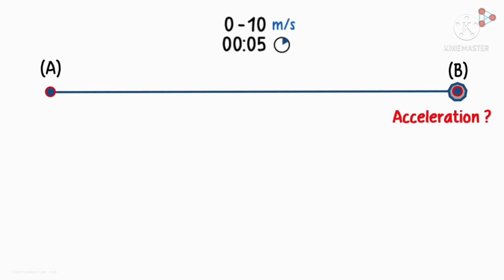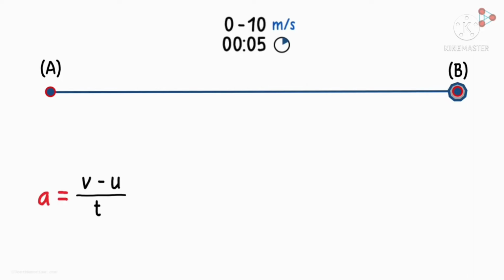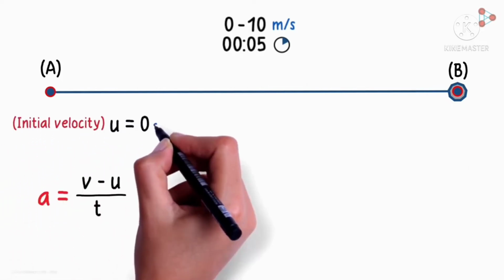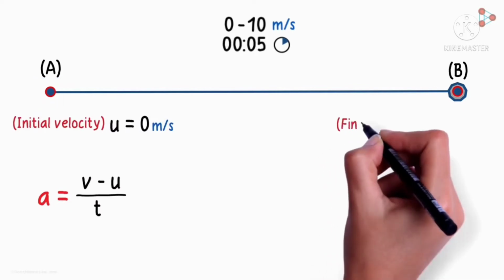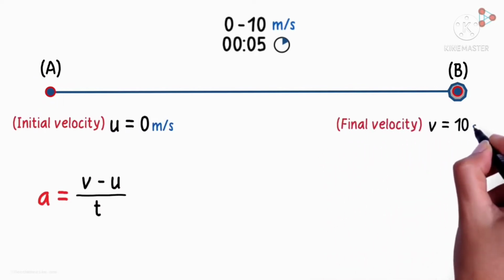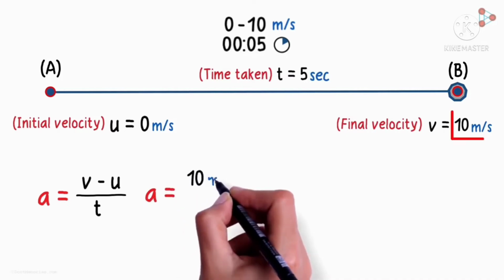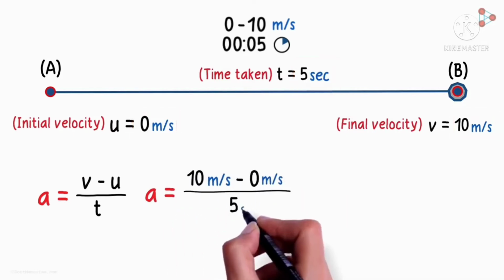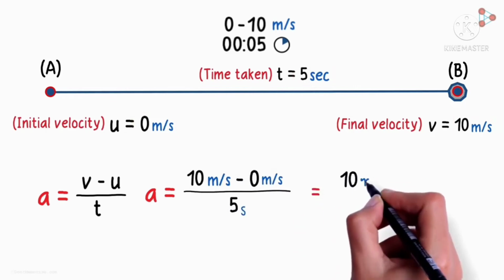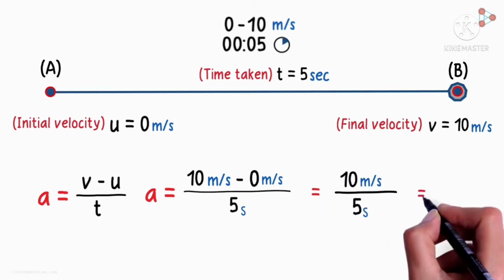Okay, the time is 5 seconds, it traveled from A to B. Initially the velocity is 0 at the time of starting, but after 5 seconds it reached a velocity of 10 meter per second, and the total time duration is 5 seconds. What is acceleration? Final velocity minus initial velocity divided by time. So 10 minus 0 divided by 5 gives you 2.